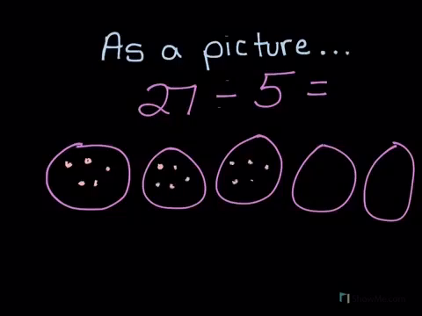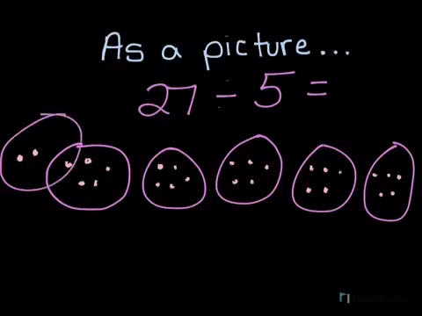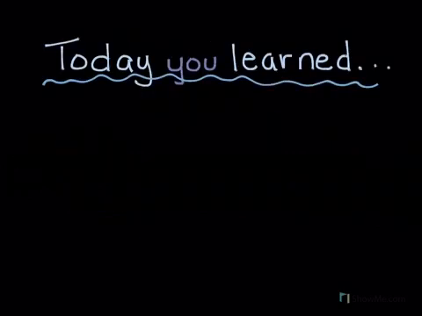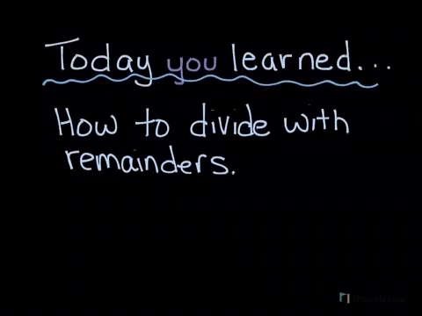So that is 5, 10, 15, 20, 25, but I had 2 left over. So my remainder is going to be the amount left over. So today you learned how to divide with remainders.